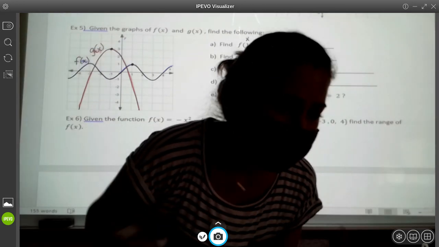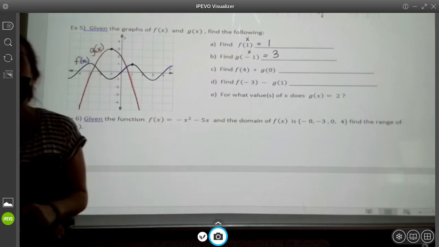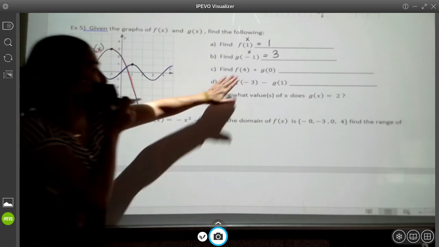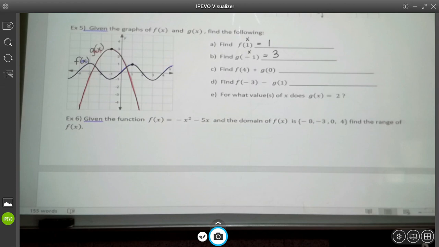Thumbs up if we're okay at home. Yes, we're hanging in. All right, you guys do part C. I want you to find f of 4 plus g of 0. First, you got to get a number for this, then you got to get a number for that, and you got to add them together. Just be careful that you're looking at the correct graph. F is blue, G is red.